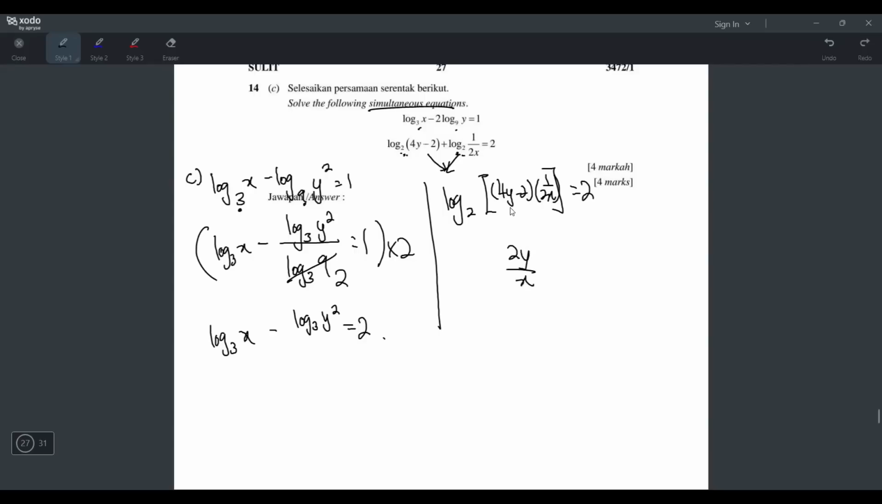The x still sits at the bottom, right? Correct. And then negative 2 divided by 2x, then negative 1, but the x sits at the bottom like this, right? And don't forget to write log base 2 here, equals 2.